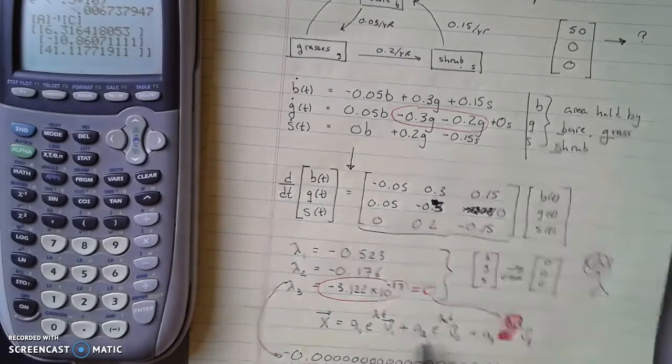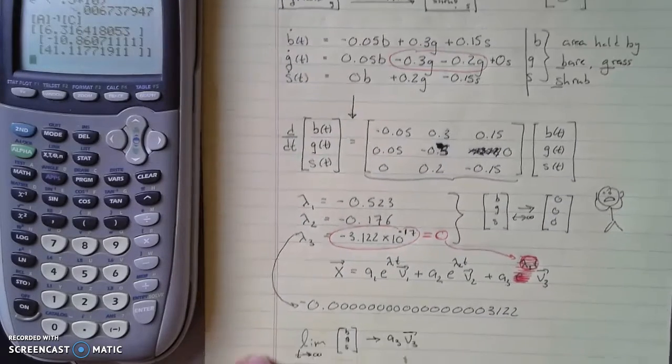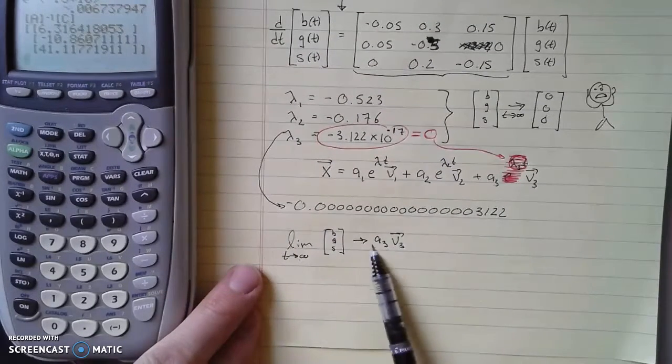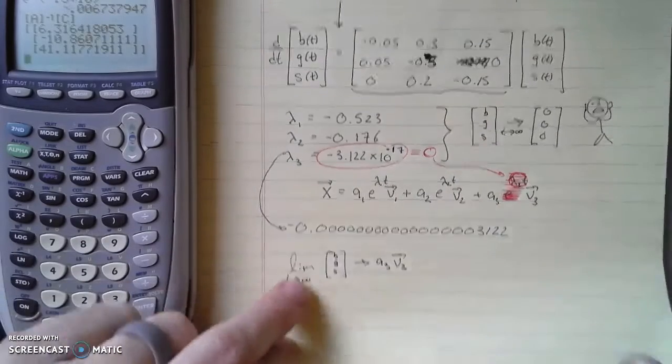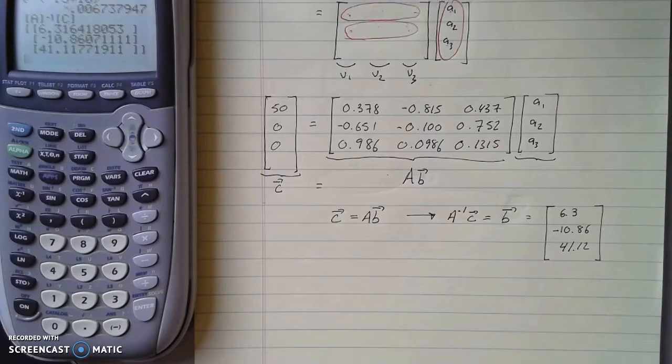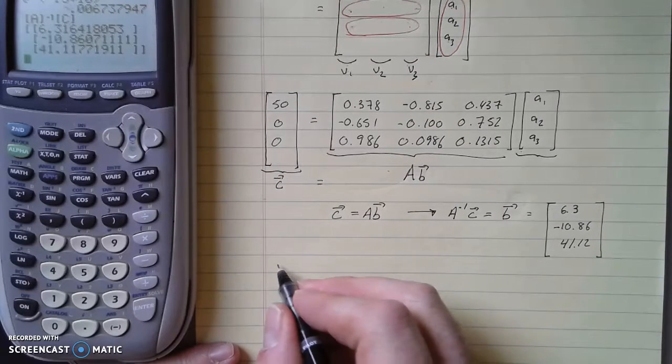Right. These are the unknown constants in the general solution. I'm finding a particular solution because I know the limit is going to be one of those constants times one of the eigenvectors. That makes sense. So then I can write down my solution.